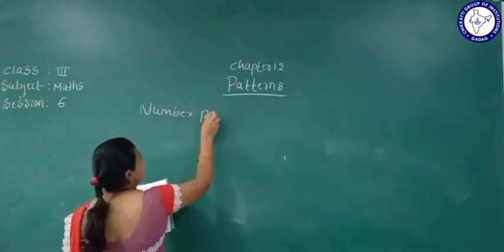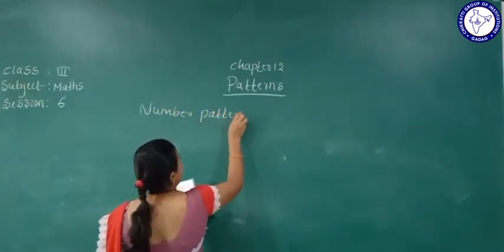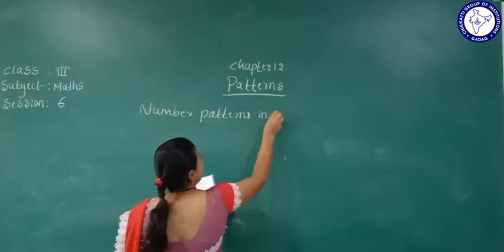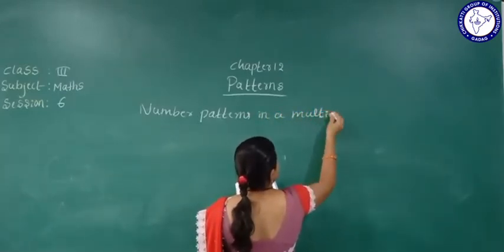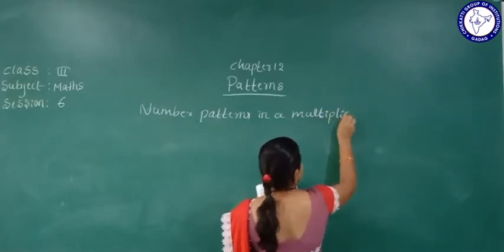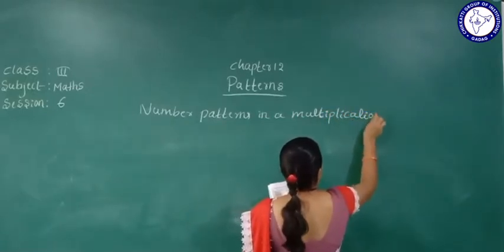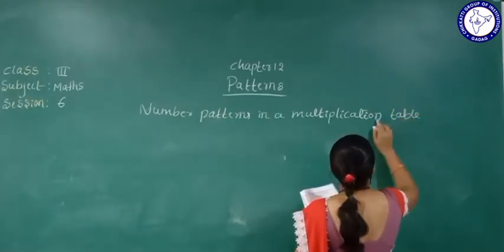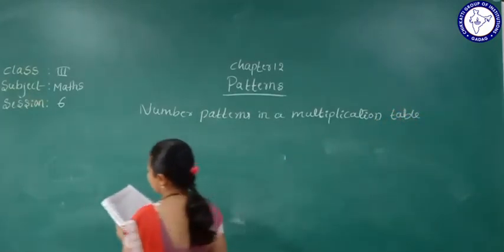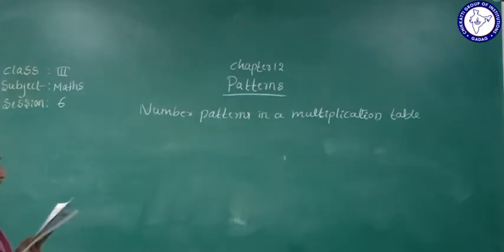Number patterns in a multiplication table. So for the multiplication table, from here first I'll write the numbers 1 to 10.